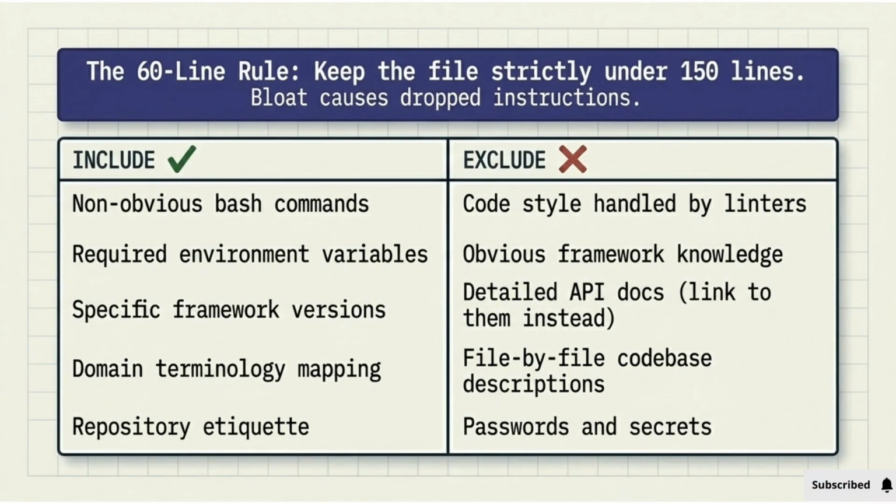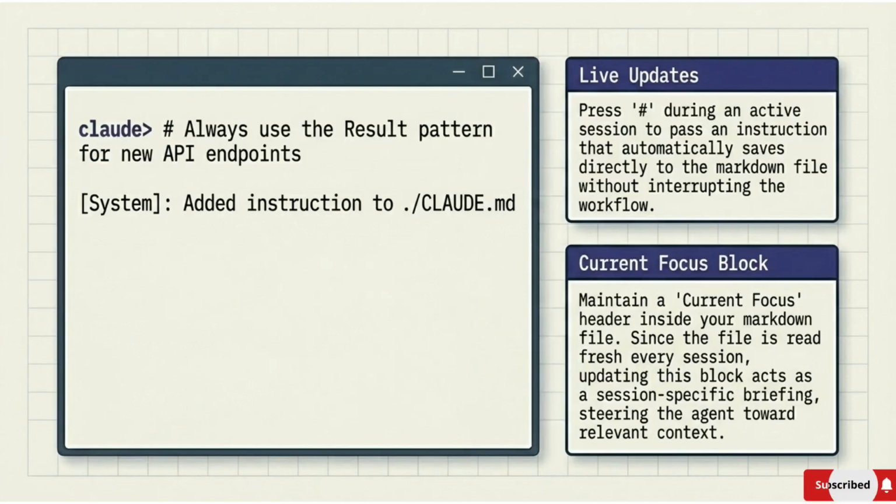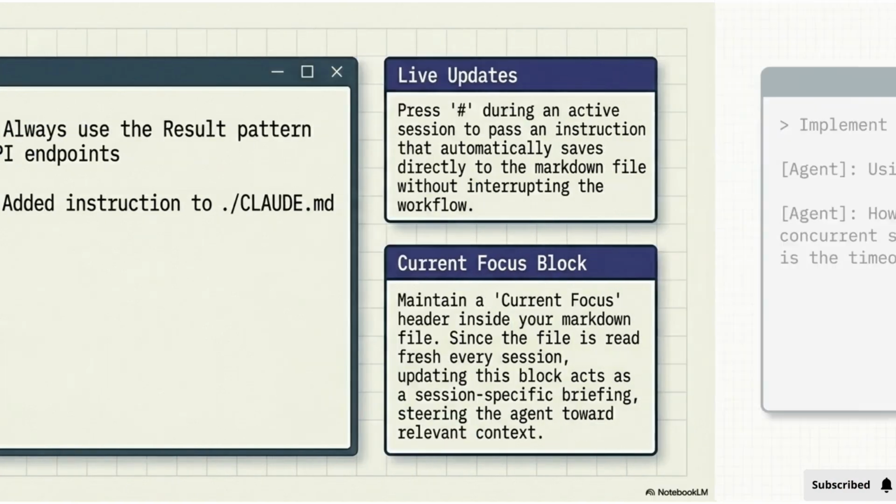Adhere to the 60-line rule, keeping the file strictly under 150 lines to prevent dropped instructions. Include non-obvious commands and framework versions, but exclude items like detailed API docs or passwords. Use the hash key during a session for live updates, saving instructions directly to your /claude.md file. Also, maintain a current focus block in your Markdown file for a session-specific briefing.